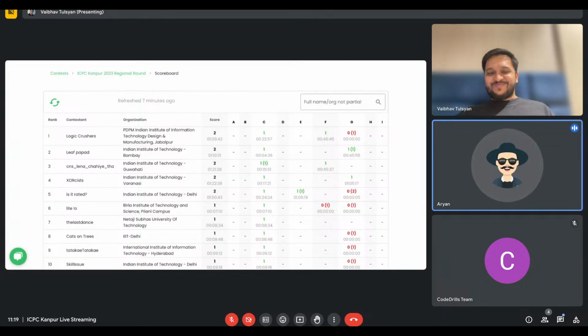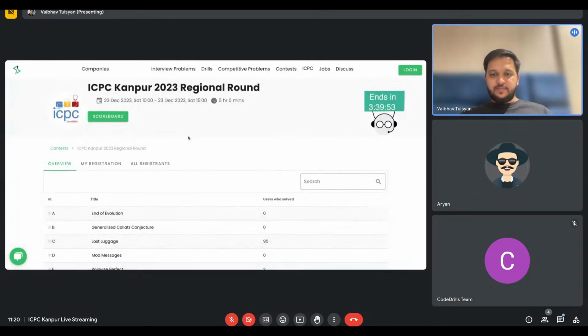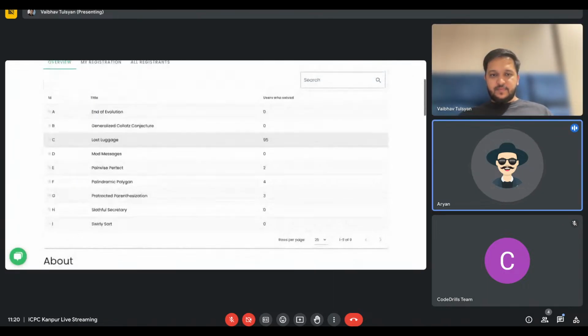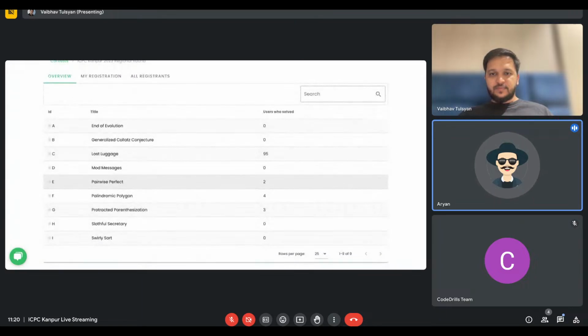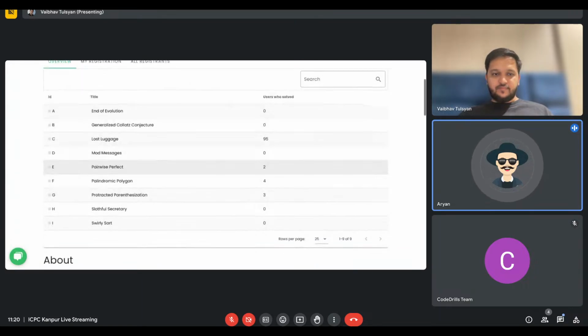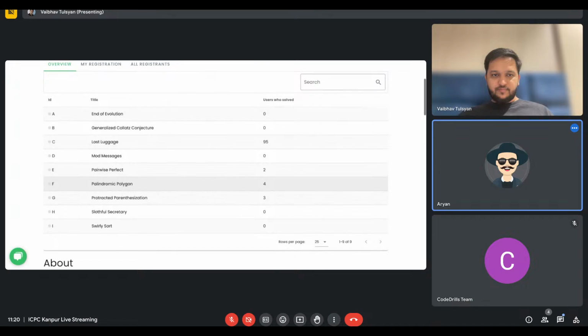And looks like there are a few more aces in the contest, but no one has solved three problems yet. It's around 80 minutes into the contest so far. The new aces we have got is like Can't Try Hard from Bits Pilani. They got an AC on Pairwise Perfect again.